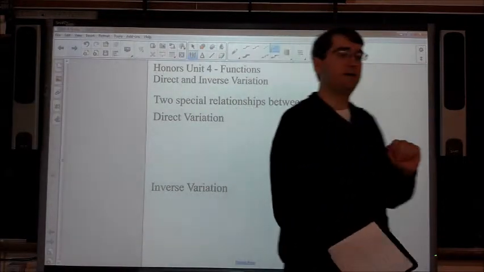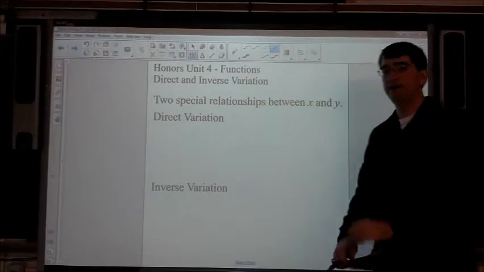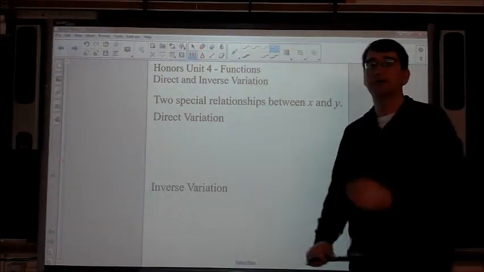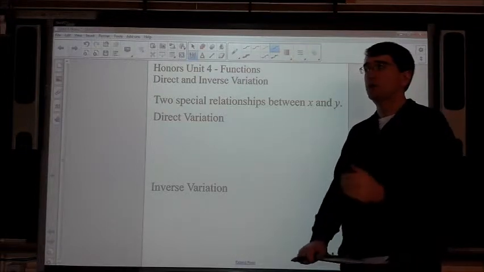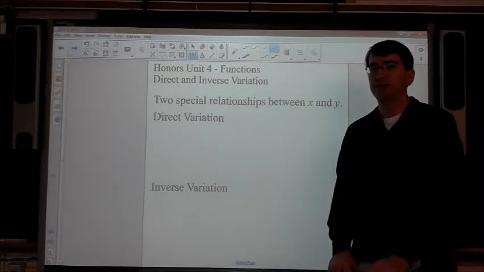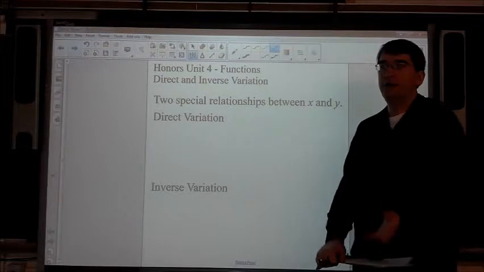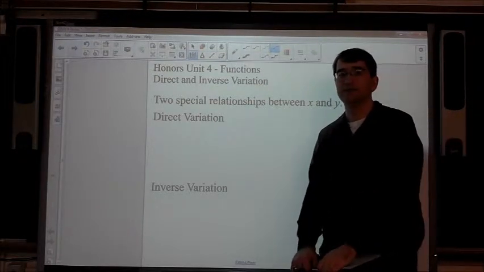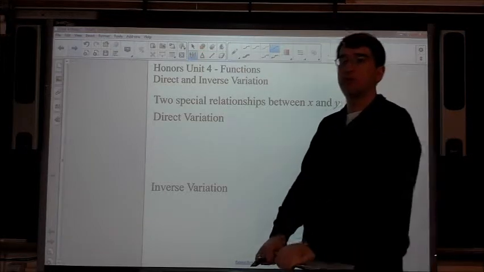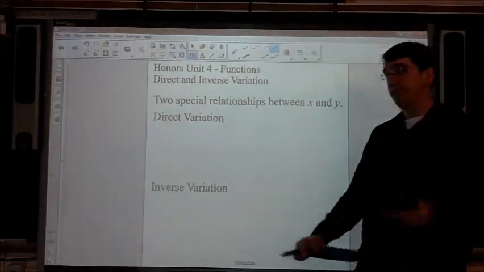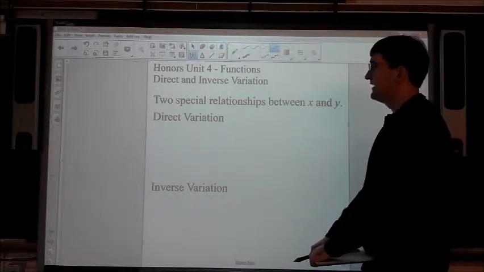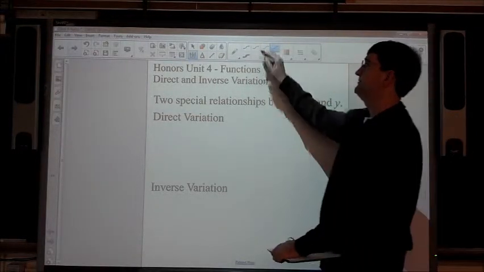These are types of relationships that actually show up a lot in real life when you are looking at how far you go at a certain speed, or how many gallons of gas you'll need in order to go a certain distance, or how much it costs to get on an airplane and fly a certain distance, or how long it will take a group of people to paint, or any number of other things. Those are all examples of direct and inverse variation.